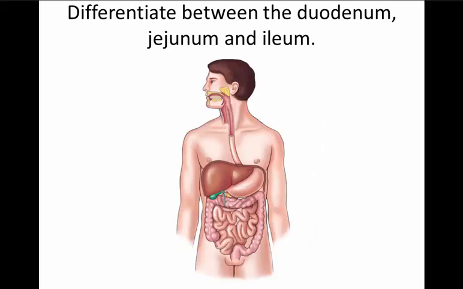The small intestine has 3 major regions. The first, as we saw in the previous slide, is the duodenum. The second region is called the jejunum, and the final, the ileum.